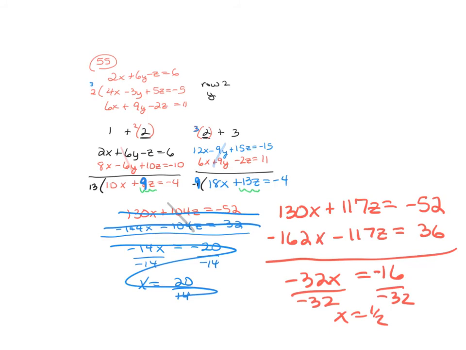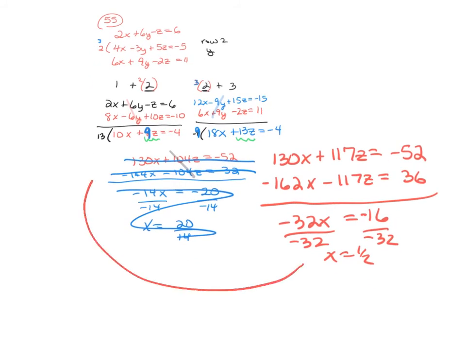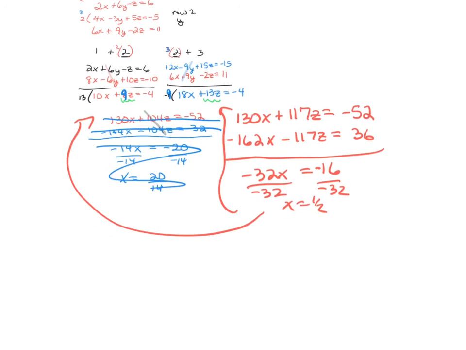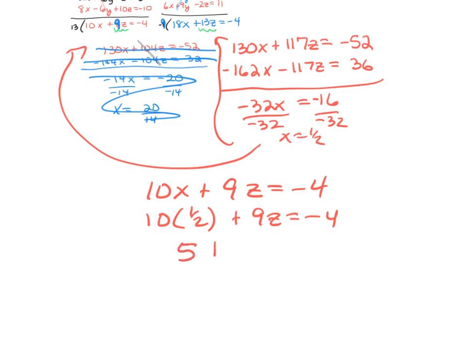So now I need to take that x and plug it into one of these. So let's do the 10x plus 9z equals negative 4. Again, it doesn't matter. So 10 times a half. Half of 10 is 5. Move the 5.